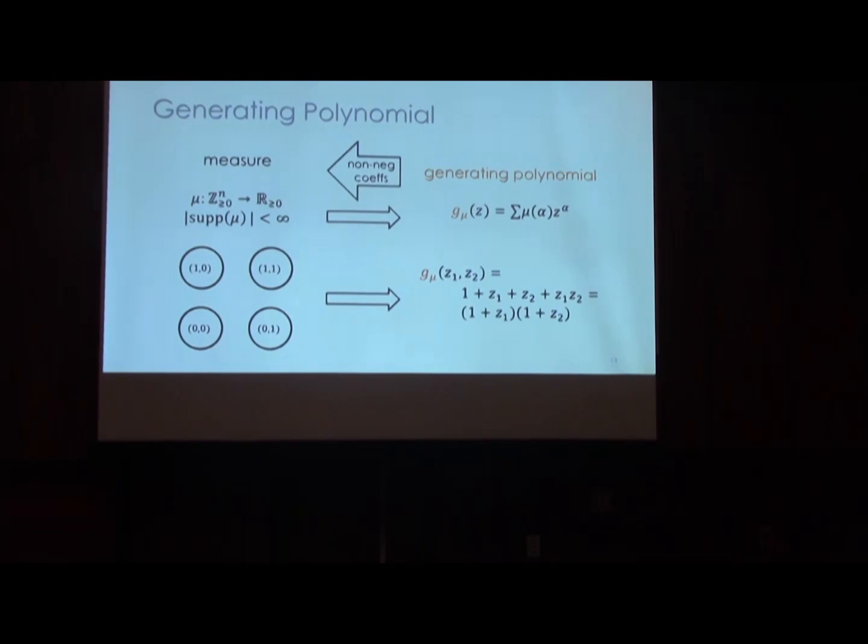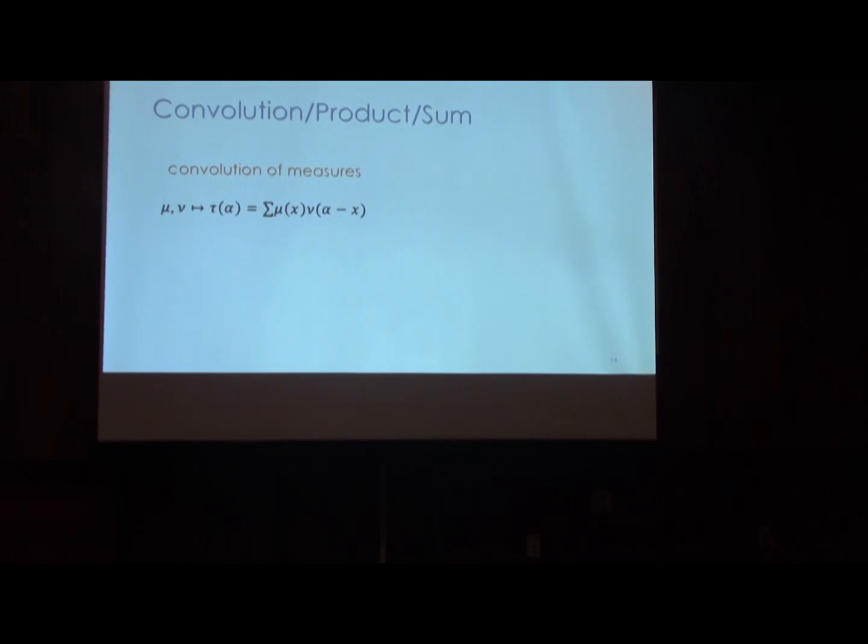What is the use of generating polynomials? Well, they're pretty useful in combinatorics because of mostly this property that convolution of measures corresponds to the product of polynomials. This is basically standard from just the definition.